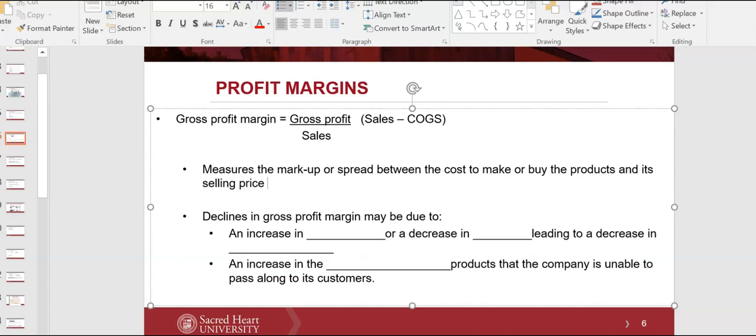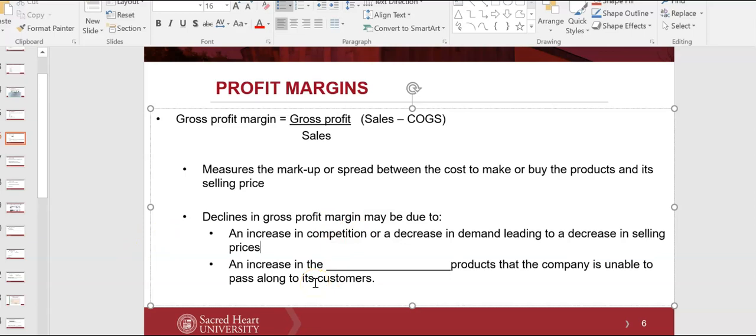How can we interpret declines in gross profit margin? Well, here's just a couple major reasons that might lead to declines in gross profit margin: an increase in competition, or any other reason for a decrease in demand for the product. And that could lead to the management responding by lowering the selling price in order to stimulate sales, so leading to a decrease in selling prices.